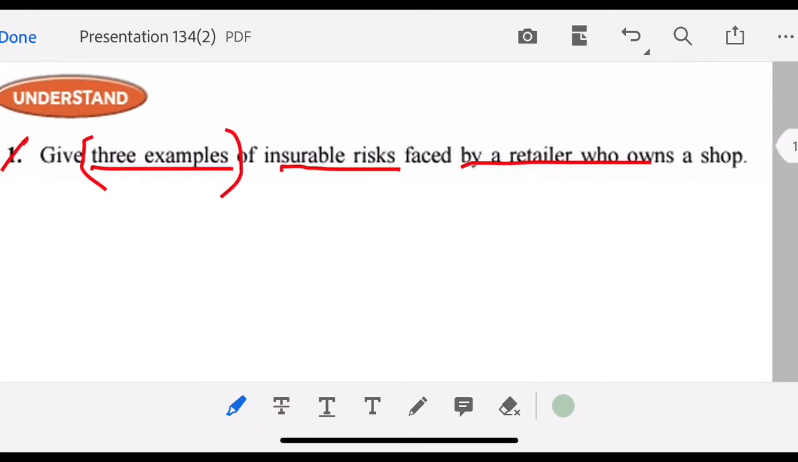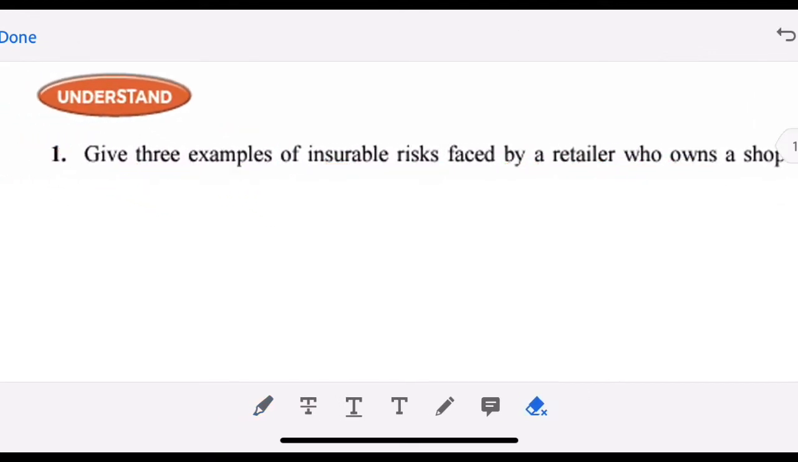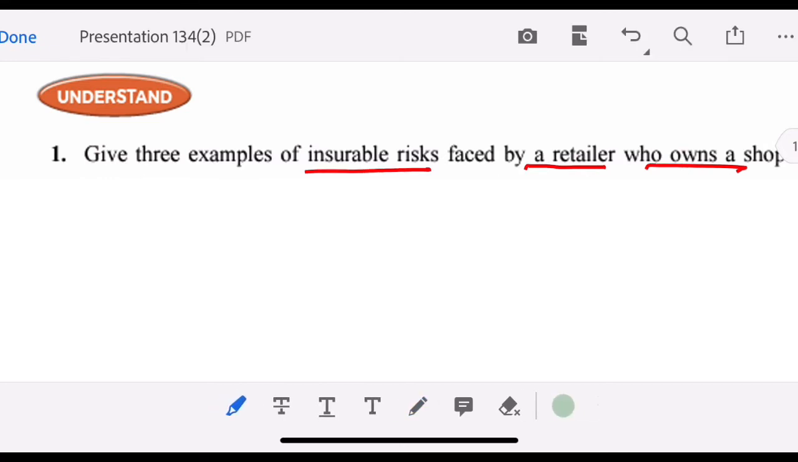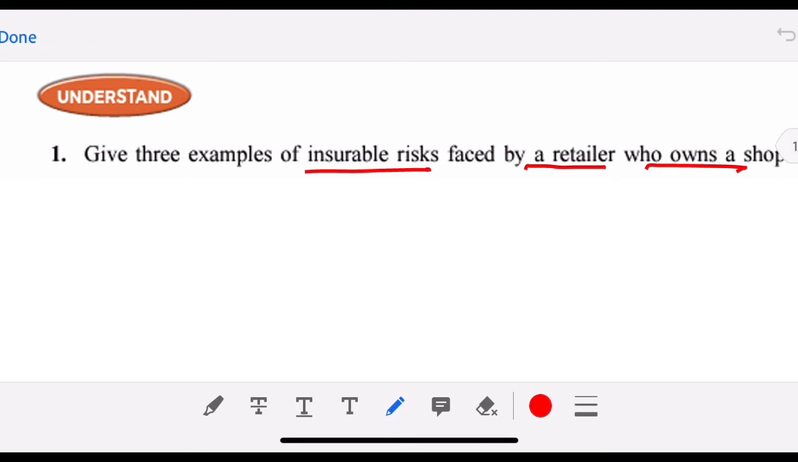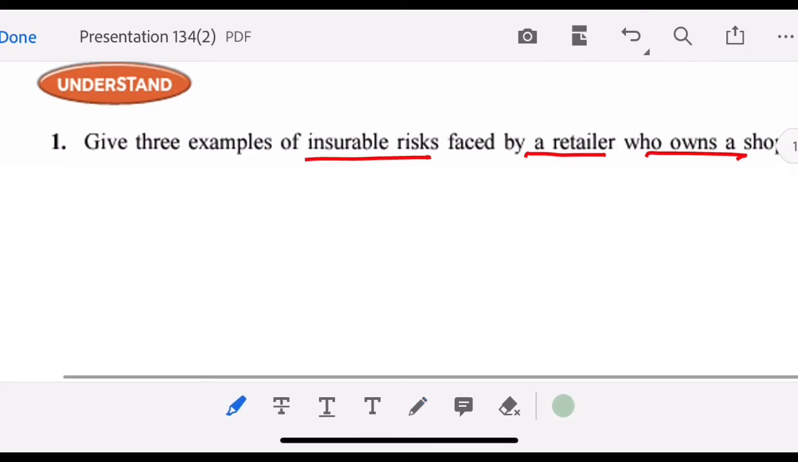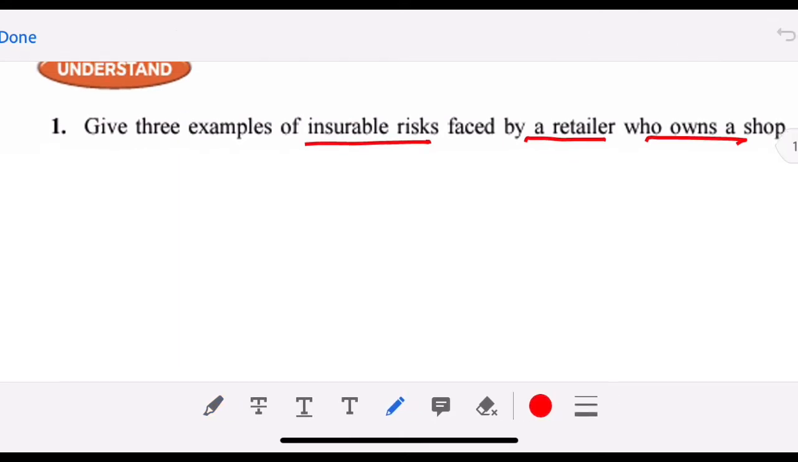Okay, question number 1. Give 3 examples of insurable risks faced by a retailer who owns a shop. So for example, you are one of the retailers and you have a shop selling handphones, which costs quite expensive for you to keep all the stock in the shop. So in this case, you have to consider 3 examples of the risks.